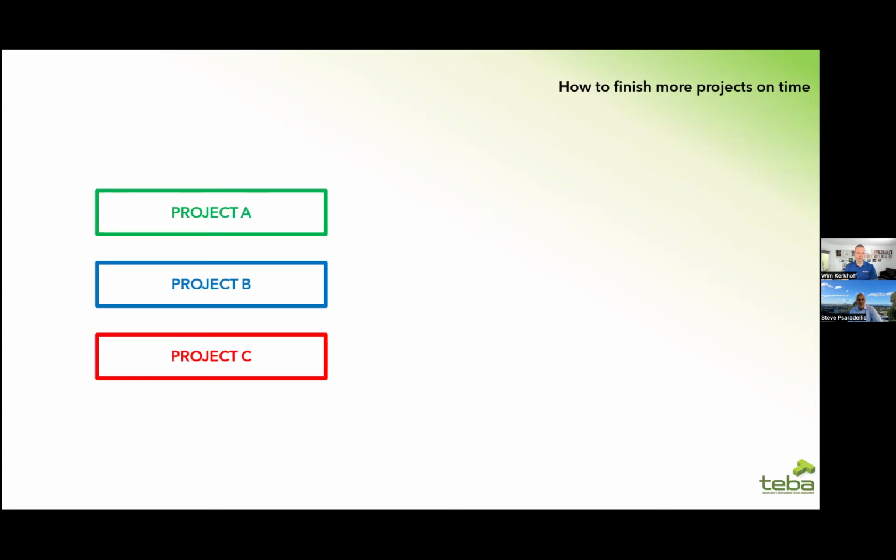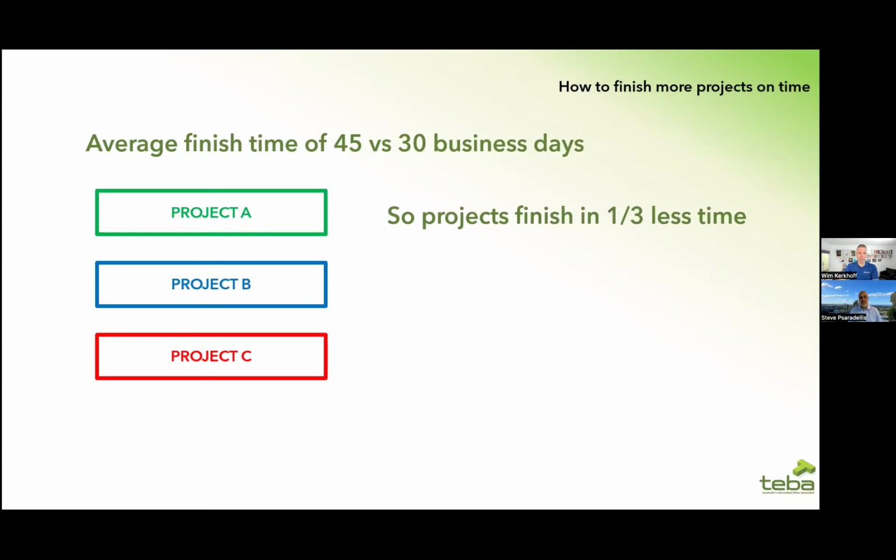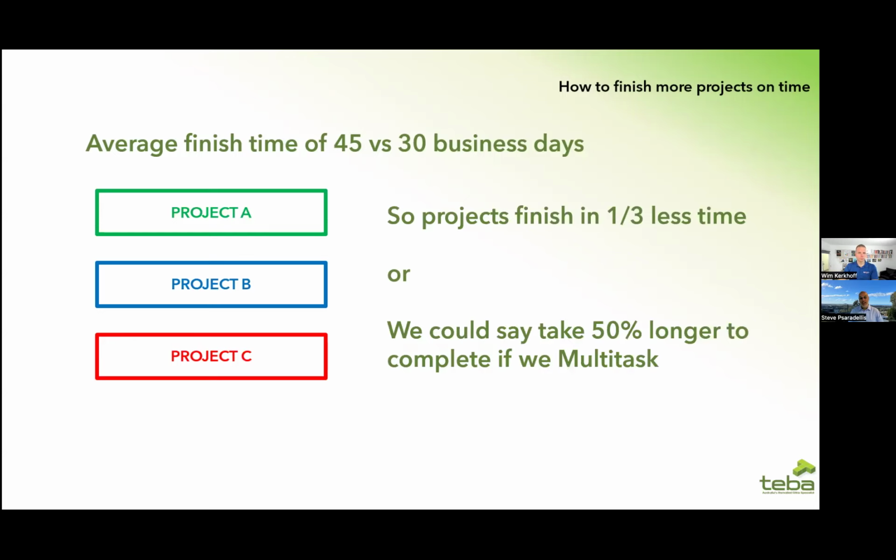So what's the difference between finishing on average in 45 days and finishing on average in 30 days? Well, to me, that's a third less time. Or if you want to look at the math the other way around, it takes 50% longer to finish projects if you multitask. Now, keep in mind, this is 3 simple projects. I think none of you are running just 3 simple projects. So the overhead of restarting and multitasking is much, much greater. This is the simplest example I could give you, and it still takes 50% longer.